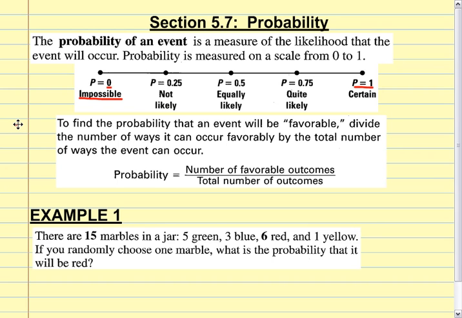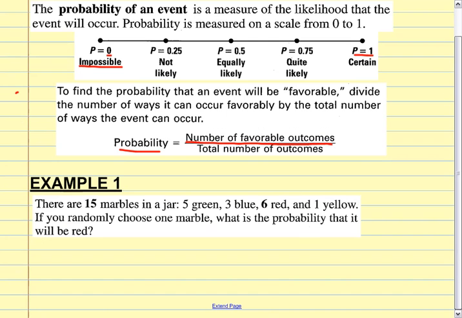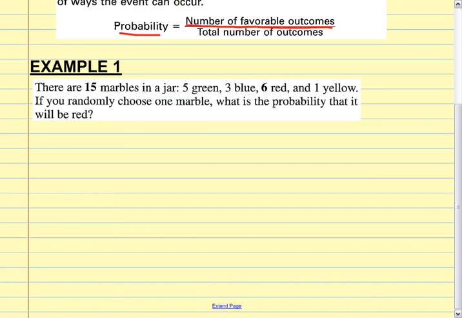Now, to find the probability that an event will be favorable, divide the number of ways it can occur favorably by the number of ways the event will occur. All right? Now, they've got a nice little formula here for us, and I want us to remember this. Probability is equal to the number of favorable outcomes divided by the number of possible outcomes. Okay? Now, let's roll down here to number 1 and we'll get a better sense of this, okay?